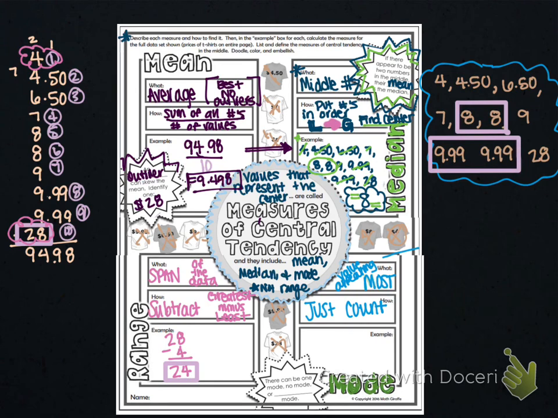So yes, it is completely okay to have 2 modes. So 8 and 9. I don't need that $ sign. I didn't write the $ sign before. 9 appears twice, which is the most. Okay, so that is your lesson, or I should say recap, over measures of central tendency: mean, median, mode, and most.